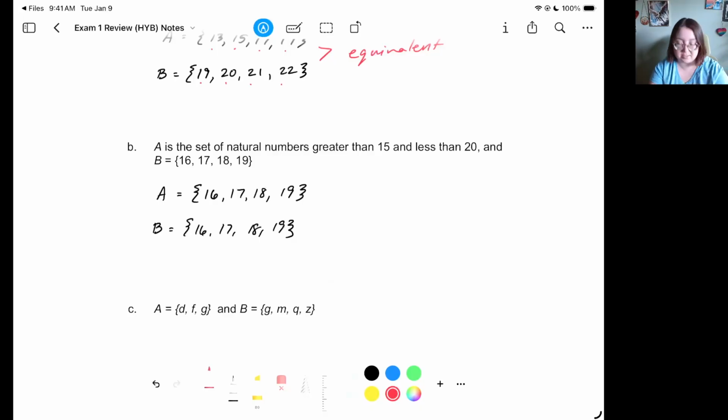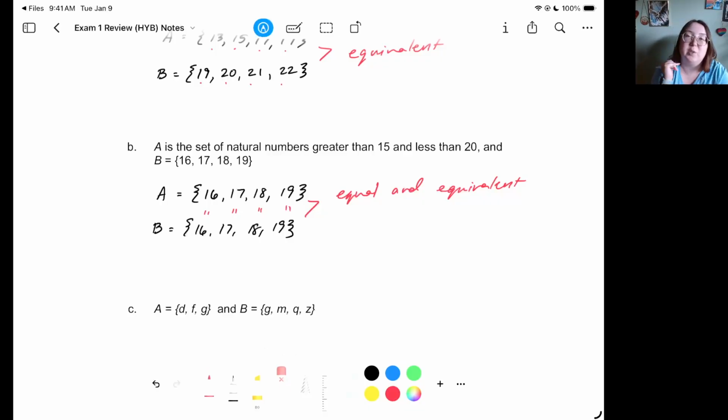And we can look at this and we can tell, yes, they are equal. They have the exact same elements. They also have the exact same number of elements. They both have 4 elements, and those 4 elements are exactly the same, 16, 17, 18, 19. So because of that, that means they are both equal and equivalent.